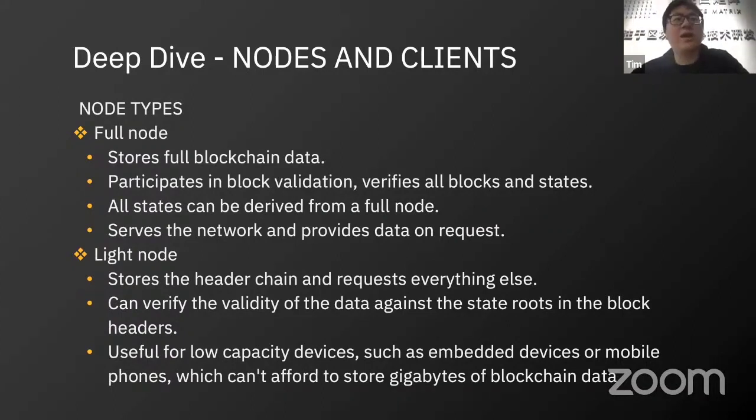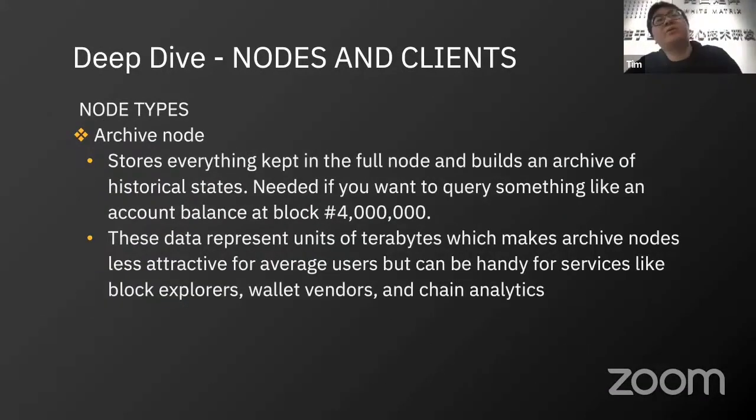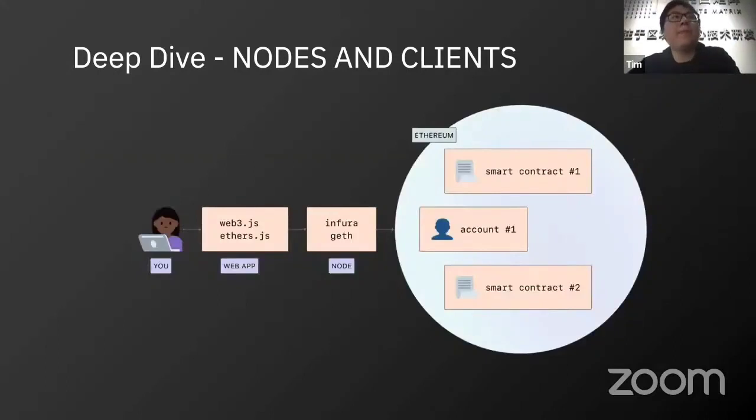Light nodes basically just store the header and request everything else. So it can verify if the data is valid against the state rules of the blockchain headers. And the archive nodes are basically used to store all these blockchain data, but usually they do not attend the validation and the request computation.